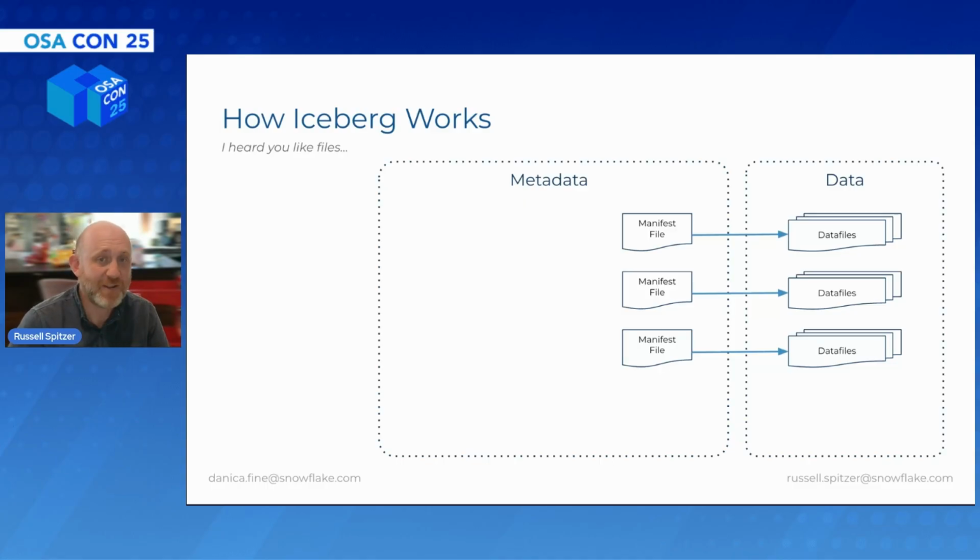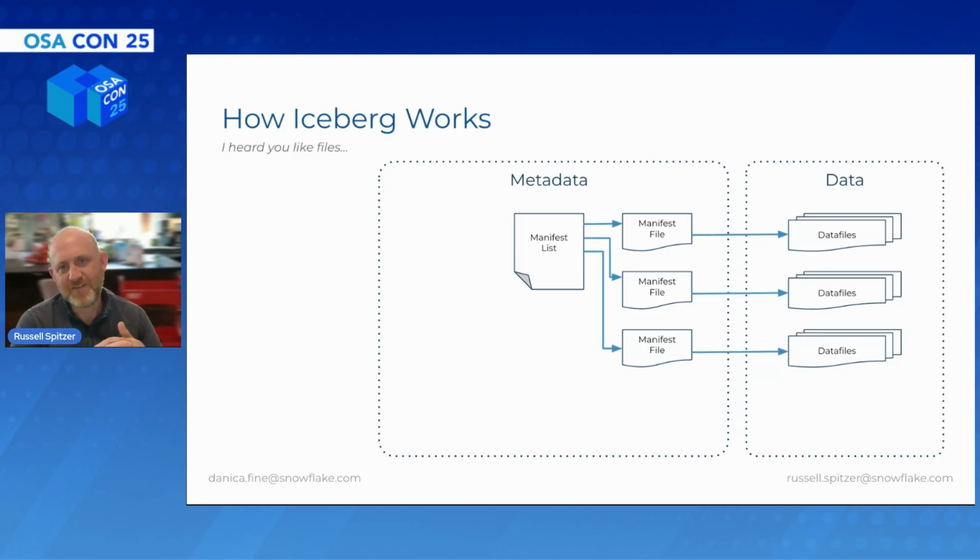So we actually have a layer on top of this, which we call a manifest list. The manifest list is basically the complete state of the table at one particular point in time. It refers to several manifest files, which, as I said, then point to several data files, which if you looked at all of that particular subset of data files, you would be looking at the table at this particular point in time.